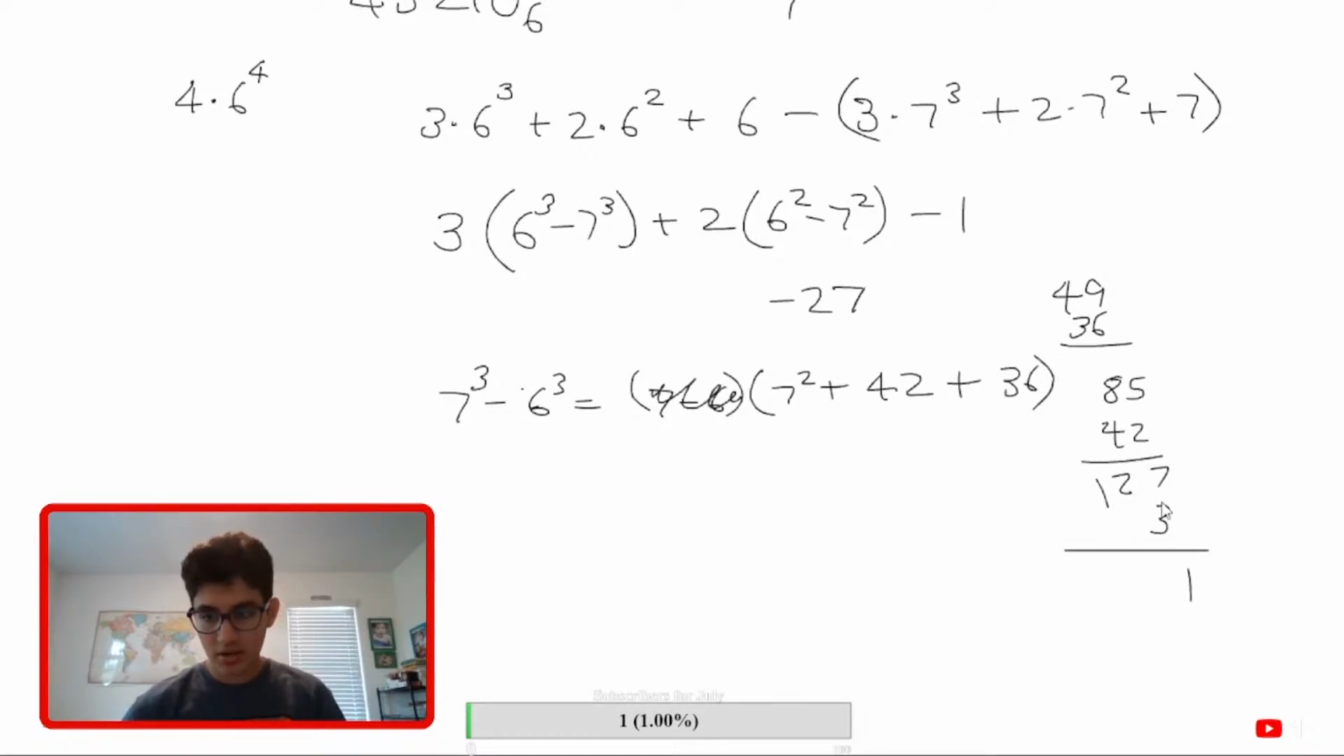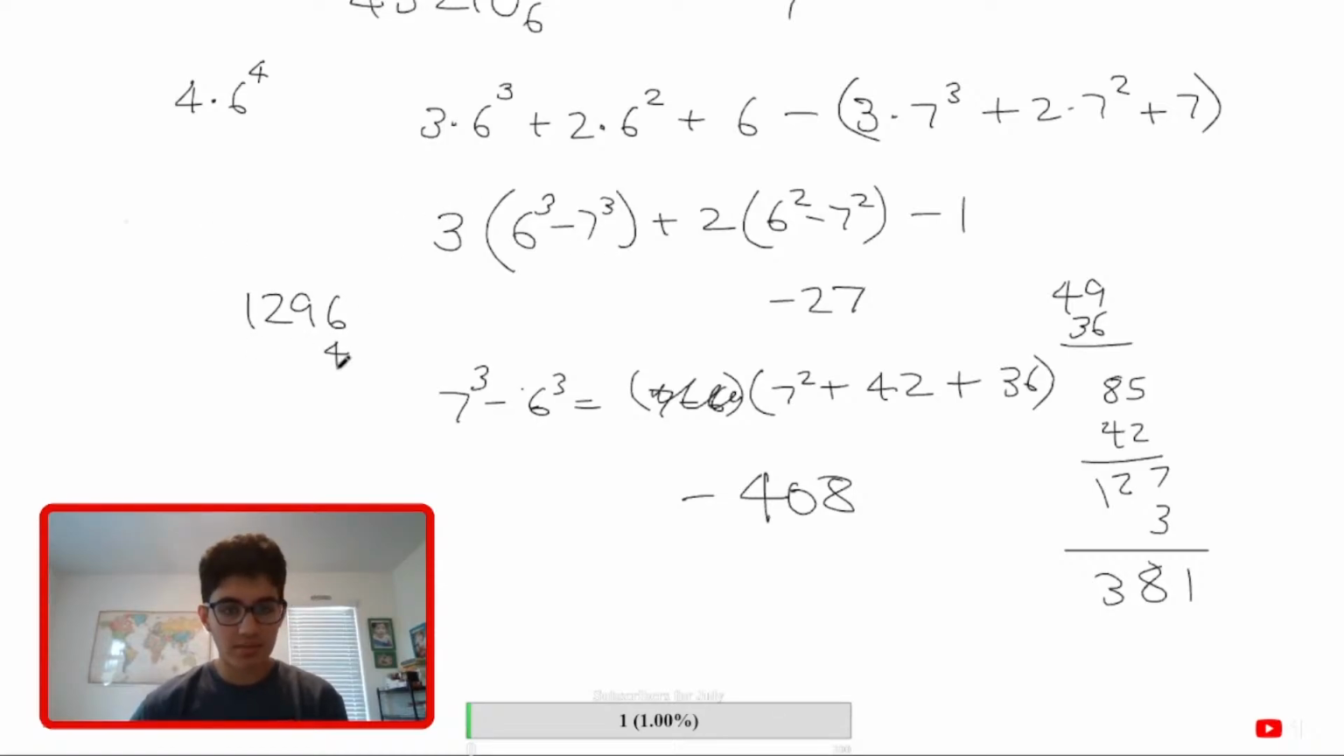So that gives you 381. So it's minus 381 minus 27. If you add that up, you get just 408. So minus 408. 4 times 6 to the 4. So that's 1296 times 4. Right, that should be right. Minus 408. So easy enough.